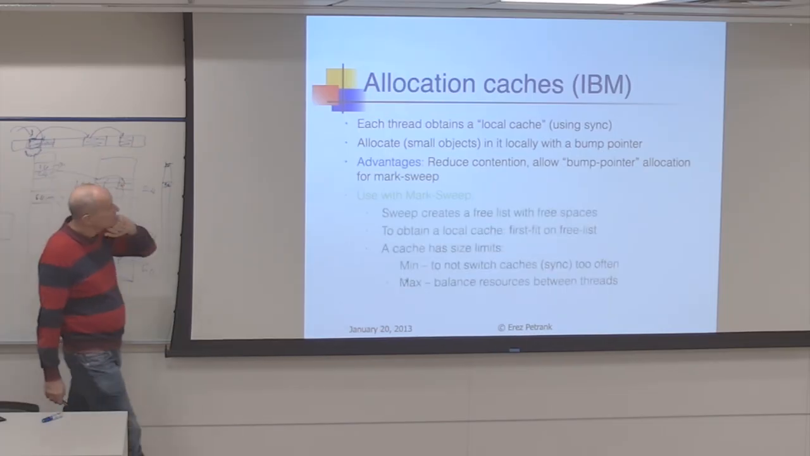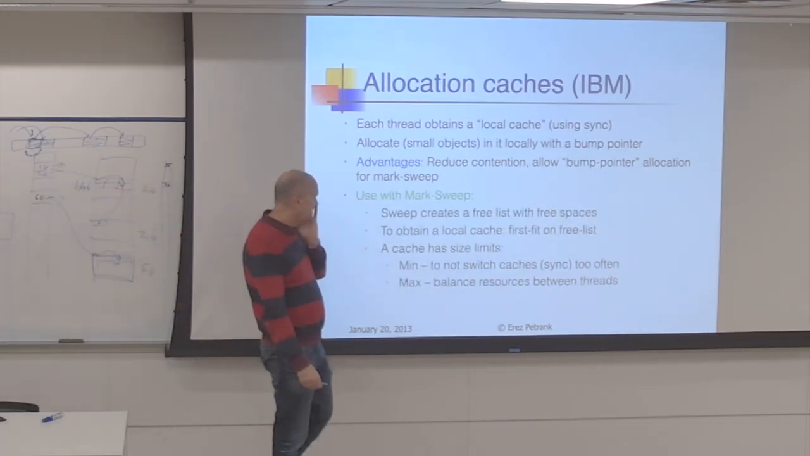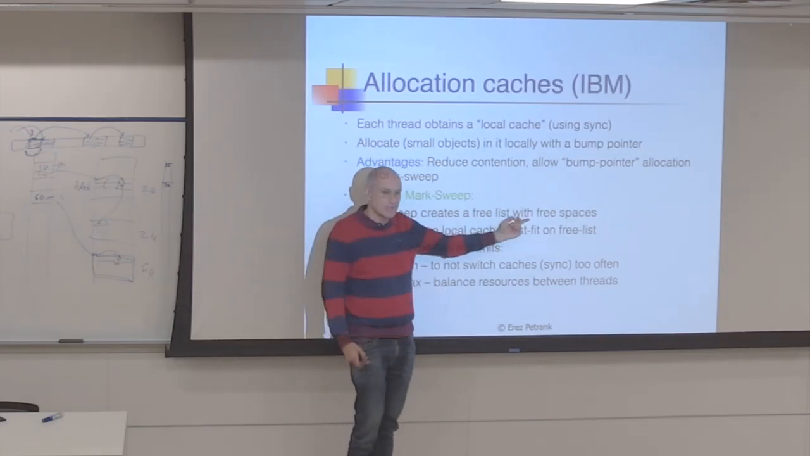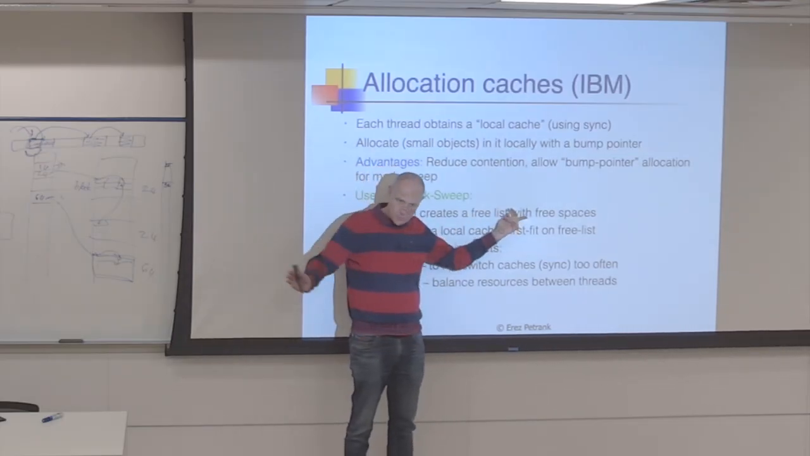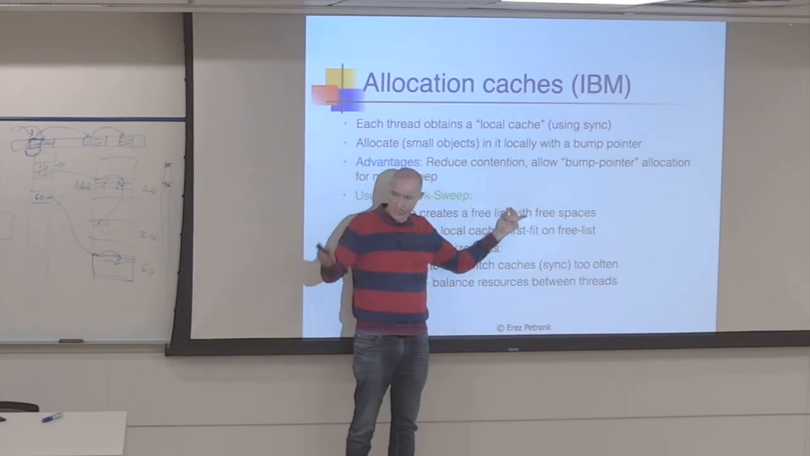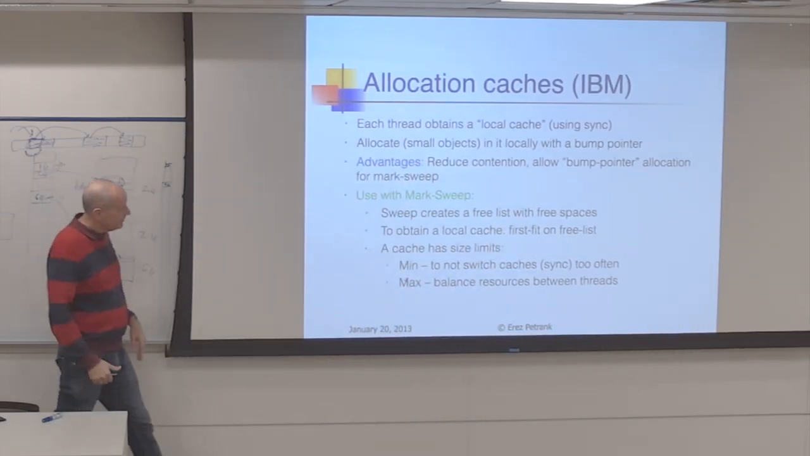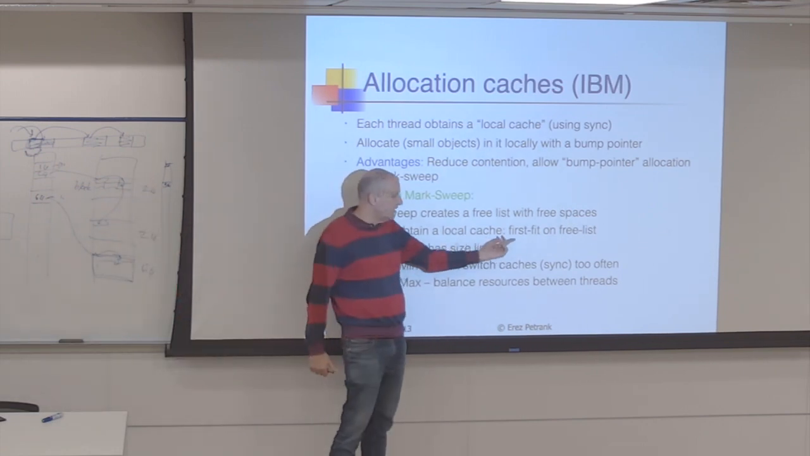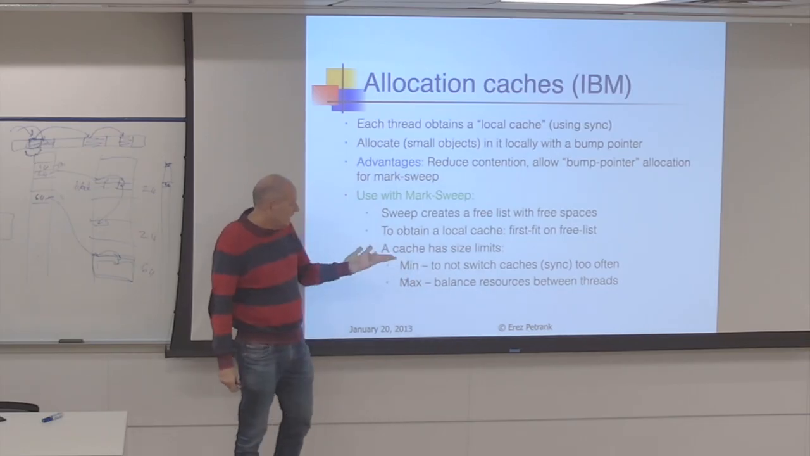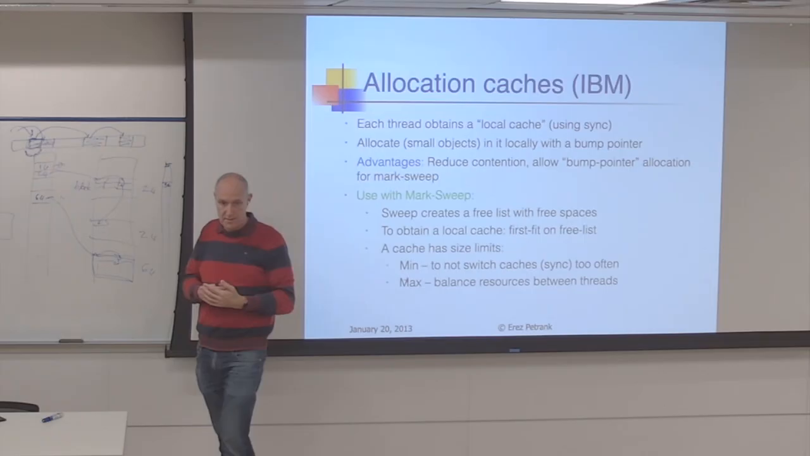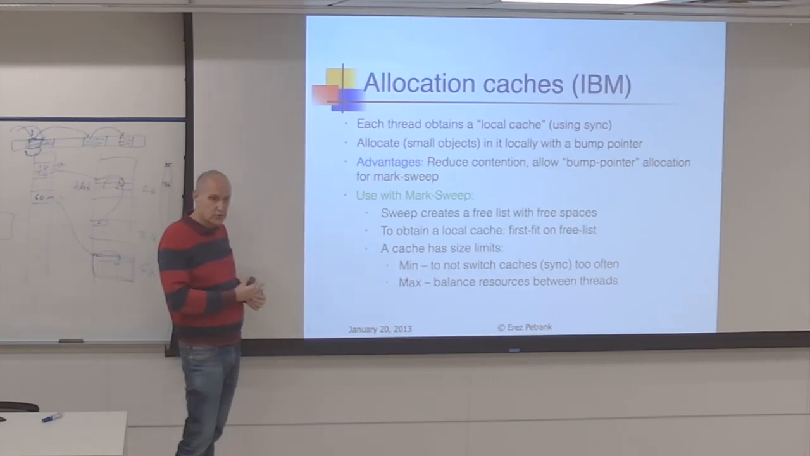Cool. So this is the allocation cache. Using it with Mark Sweep, Sweep creates a free list. This is very easy for Sweep. It just goes through the free chunks and threads them together into a free list like this. And to obtain a local cache, I do first fit or free list fit. I just go over the free list and find some space to get me a local cache.